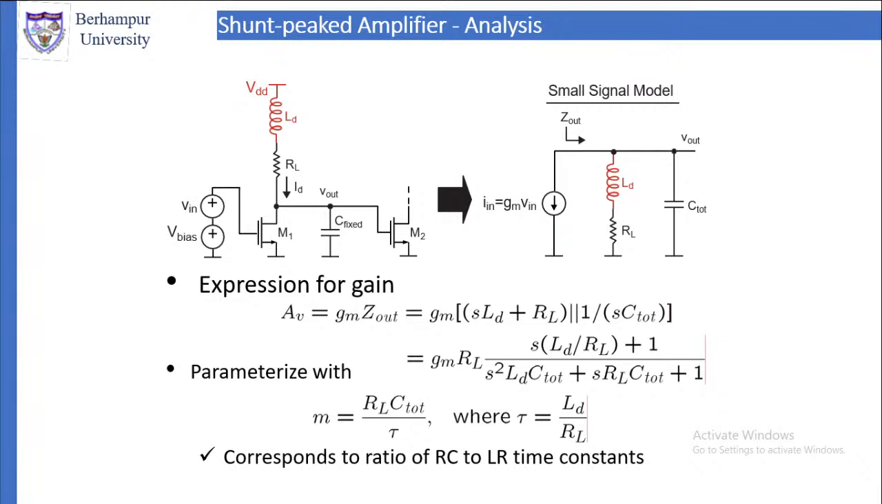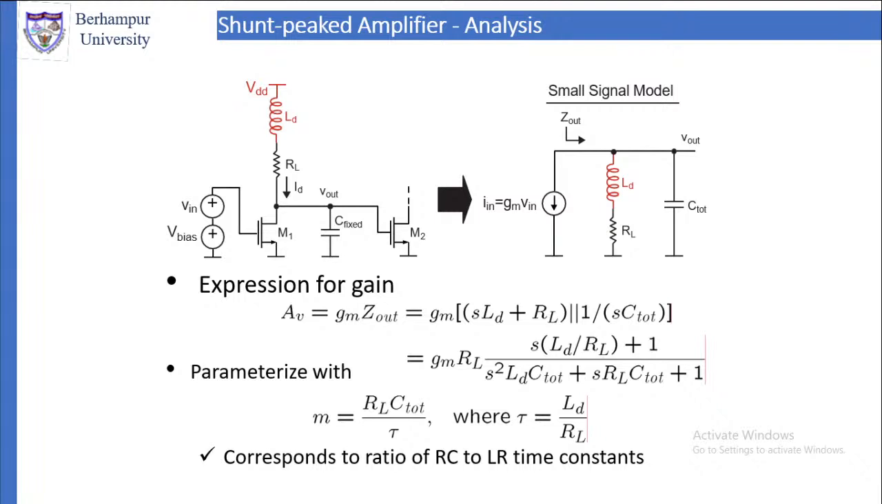So that is for the first parameter. In the denominator we have LD. In the first term we have got LD and C total. So in the denominator, in the first term, let me divide by RL and multiply by RL. So the first term becomes S square into LD by RL into C total into RL. Now LD by RL is tau, so it will be S square into tau into C total into RL.